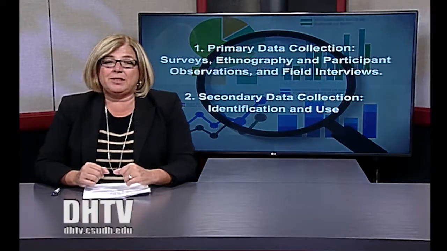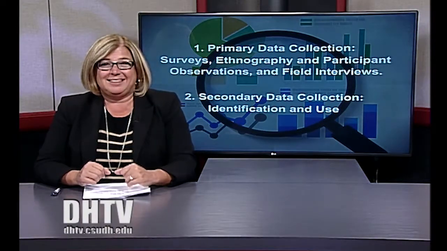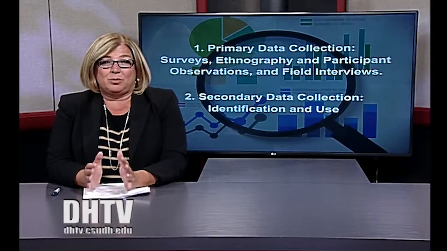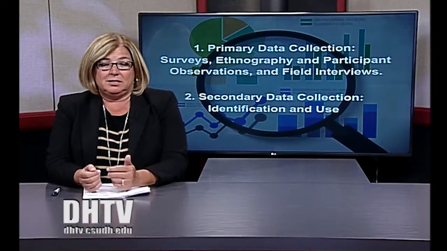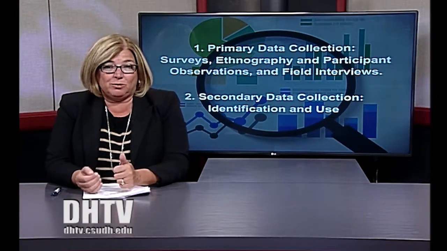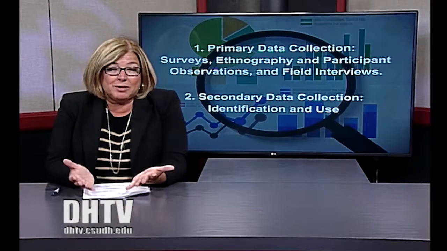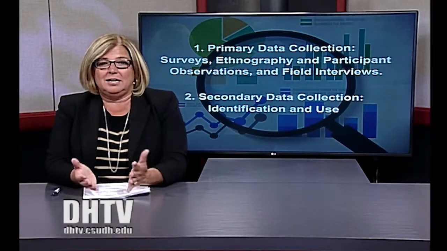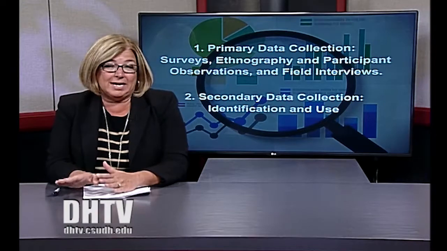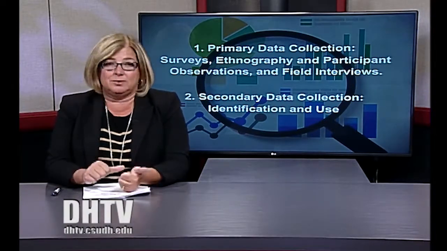The first area is primary data collection, and the second area is secondary data collection. Primary data collection originates with you and me as the researchers. It's data that hasn't been collected before. Secondary data is data that has already been collected by someone else, but we might use it for our research.